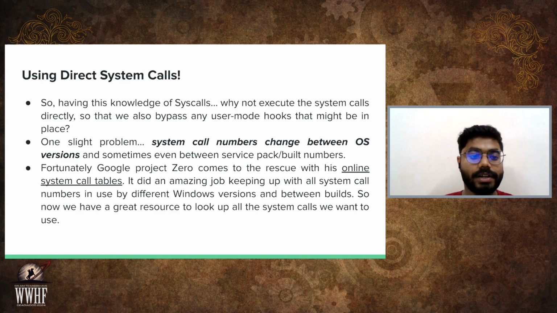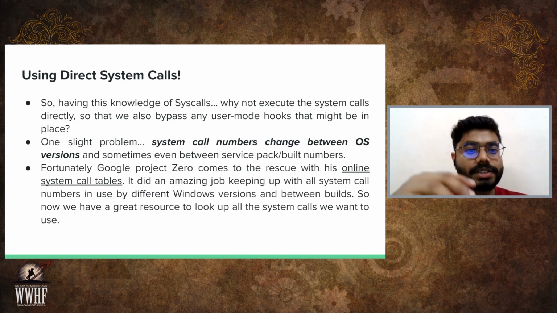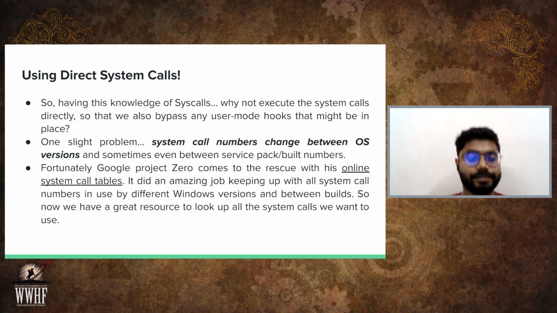I've already given one sample program for the syscall numbers changing between OS versions. Fortunately, Google Project Zero comes to the rescue for this limitation with their online syscall tables. They have mentioned all the syscall numbers according to their versions. You can refer to their blog or this link, or you can refer to our references, which are mentioned there also. They mapped all these syscalls according to the Windows version.